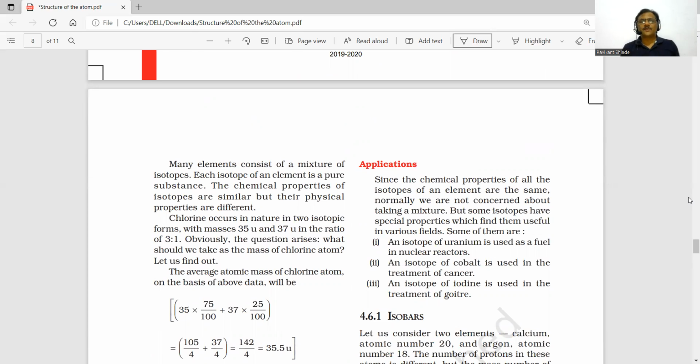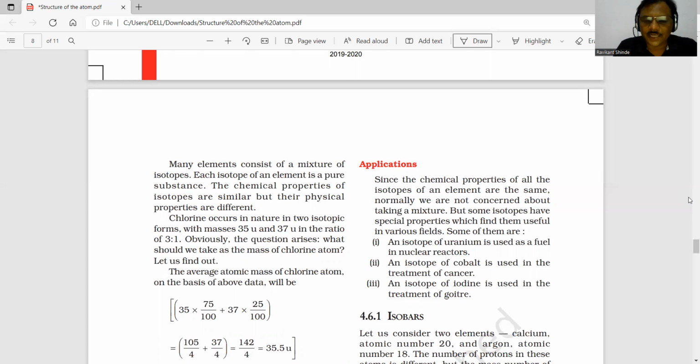Isotopes are very applicable because uranium's isotope is used in the nuclear reactor for the production of energy. Some isotopes are used in the medical industry for the treatment of cancer, like cobalt-60. Isotopes of iodine are helpful in treating diseases like goiter. Sodium isotopes are used in understanding the flow of blood.